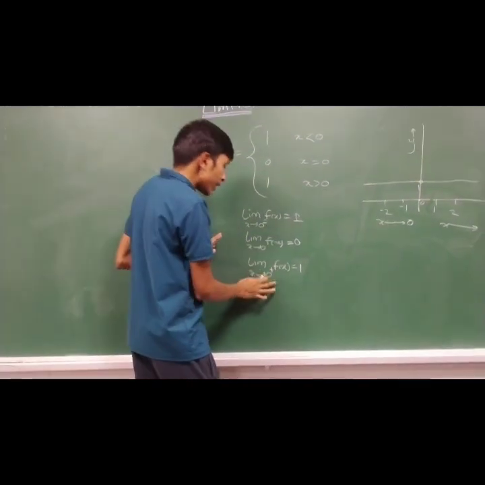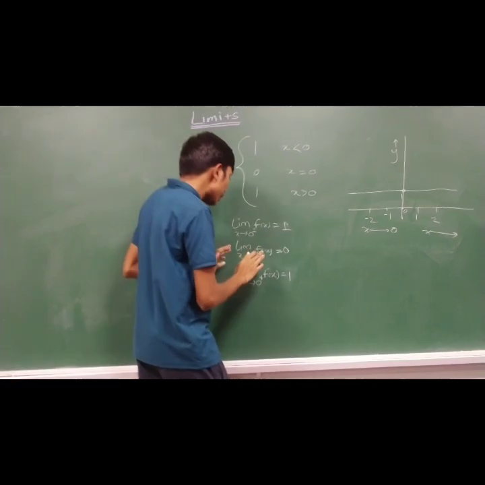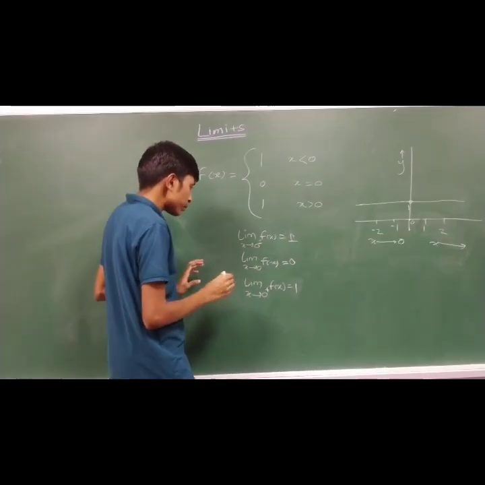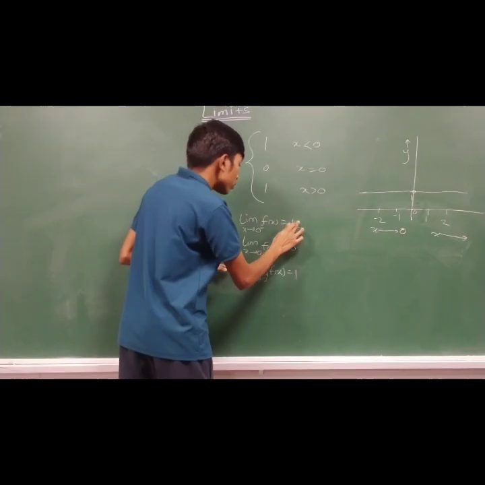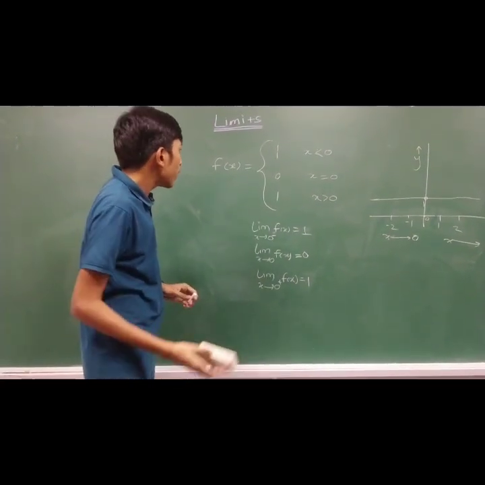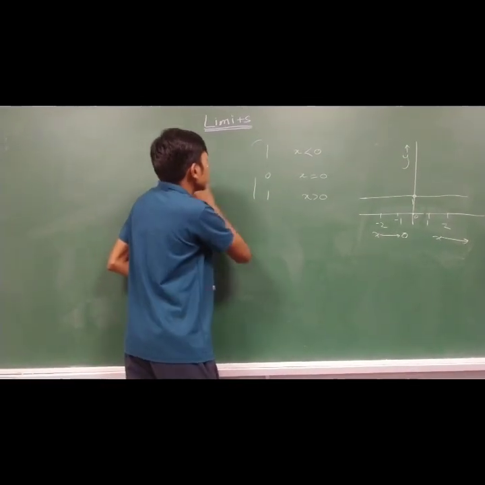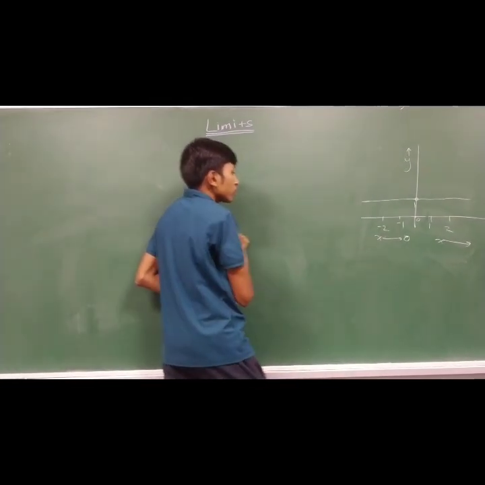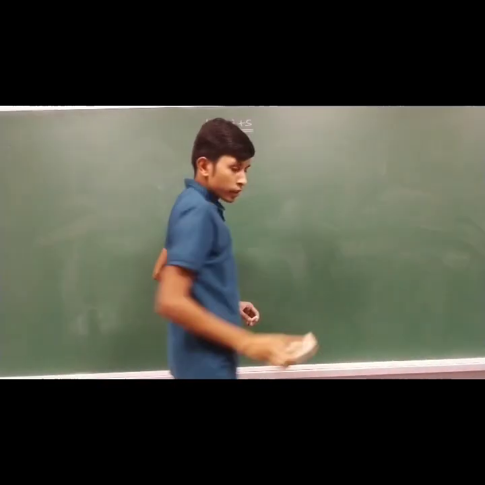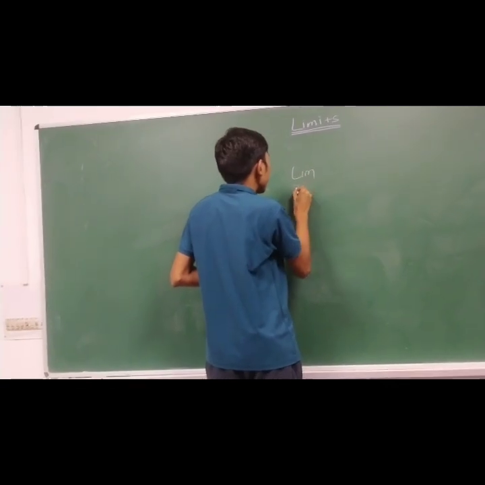Here the left hand limit and right hand limit both are equal, but the limit of the function is not equal to the left hand limit or right hand limit. So in that case also the limit of a function does not exist. Now I am going to take some more examples so that we can learn how limits can be calculated.